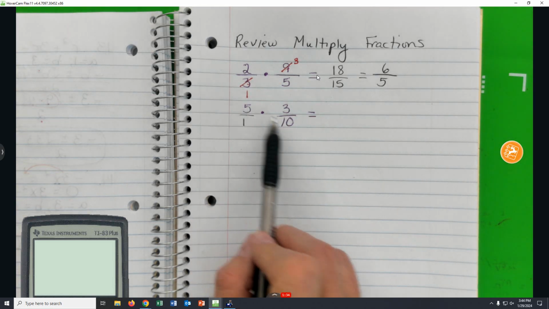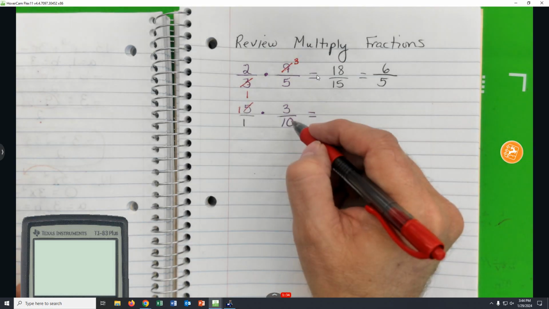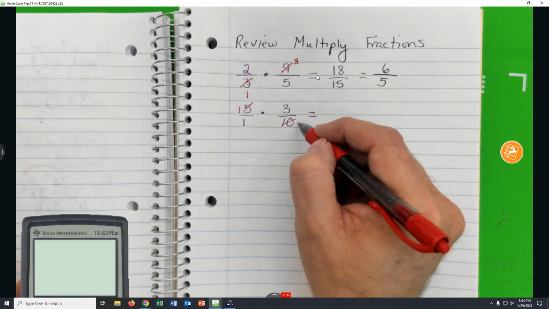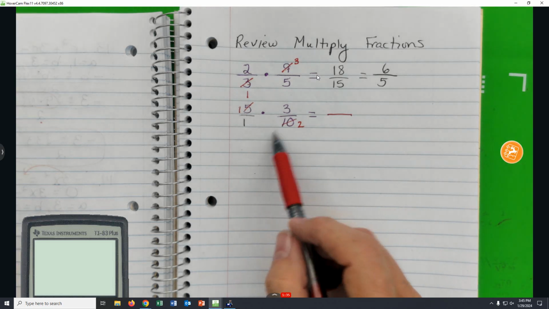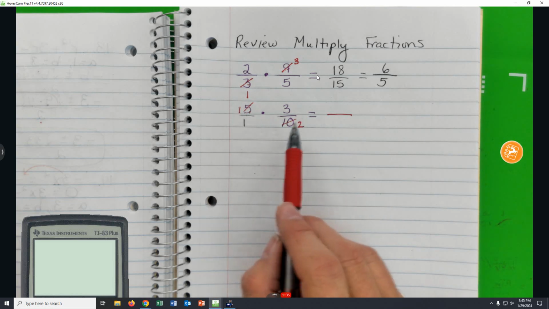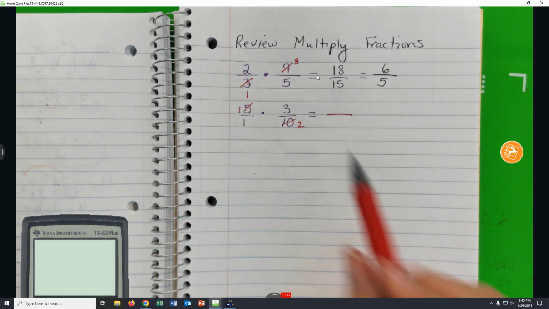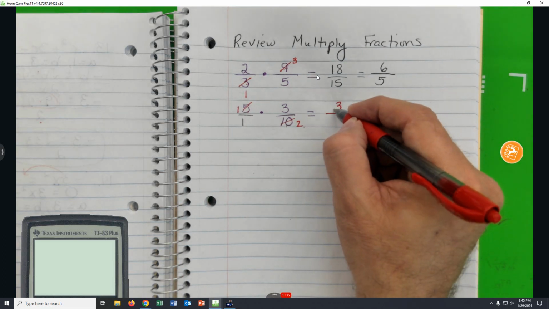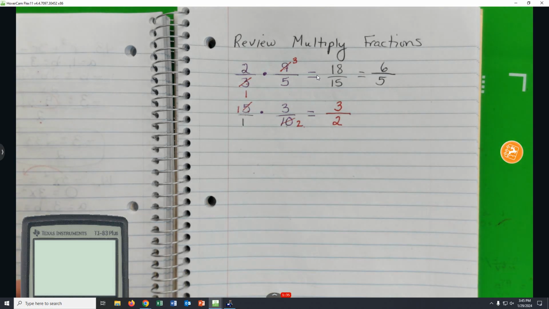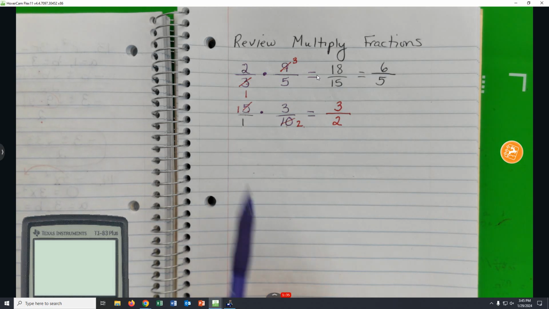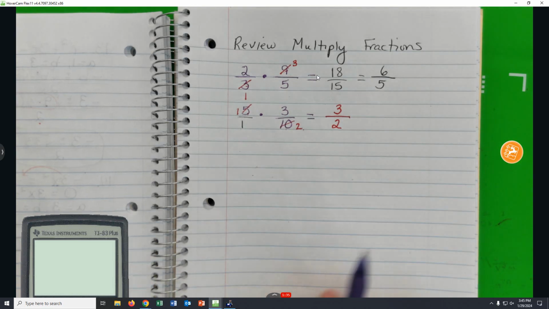What can I divide both of those by? 5, so 5 divided by 5 is a 1. 10 divided by 5 is 2. Now multiplying straight across, we just have a 1 times 3 over 1 times 2. So if one of the fractions that you're multiplying is just a whole number, you can just put it over 1 and make it into a fraction.